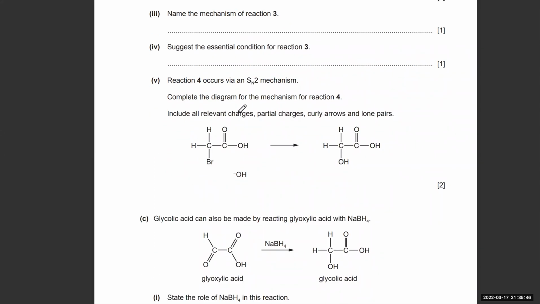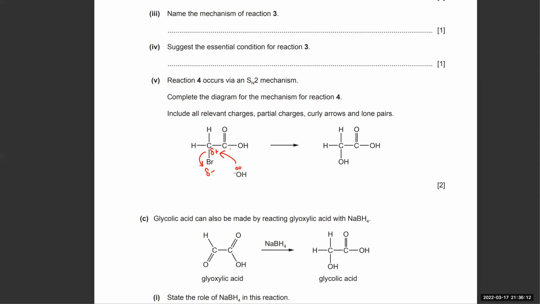Complete the diagram. For the mechanism for reaction number 4, include all relevant. So what happened in this case? The carbon attached to the Br had a positive charge. The OH was a nucleophile, and it will attack it, and the Br electrons would get repelled. That's about it. The Br was slightly negative. So that's kind of about it.